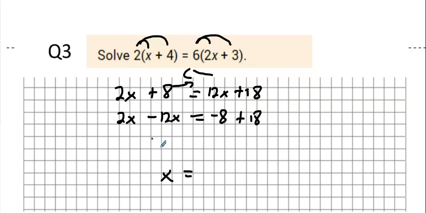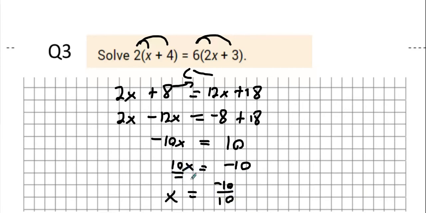2 take away 12 is minus 10x, and that equals minus 8 plus 18. Put that in your calculator, you get plus 10. Multiply both sides by minus, so you turn that into a positive and this one into a minus, and then finally divide minus 10 divided by 10. It's multiplication of 10 on the left, which makes it division of 10 when it goes on the right, and then minus 10 divided by 10 is minus 1. So x equals minus 1.